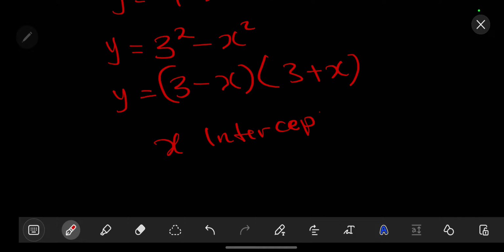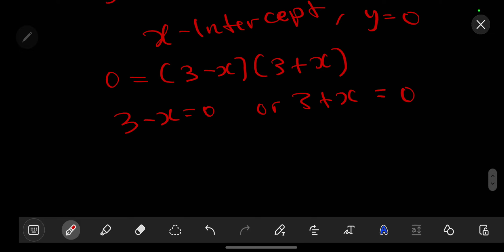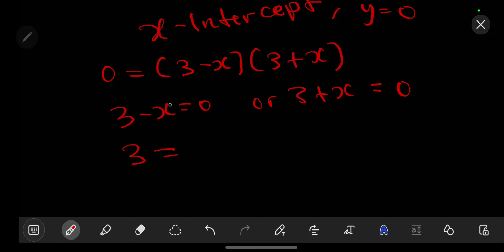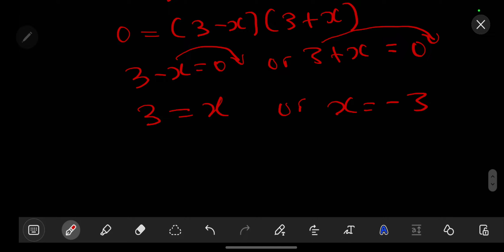So for our x-intercept, you equate y to 0. Don't forget that. So we are going to have 0 equal to 3 minus x and 3 plus x. Then we have 3 minus x is equal to 0, or 3 plus x is equal to 0. Then 3 is equal to x, or when we take the 3 this side, we have x is equal to negative 3. We have found our x-intercepts.